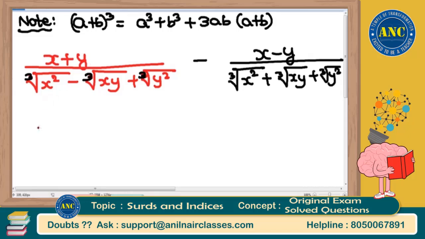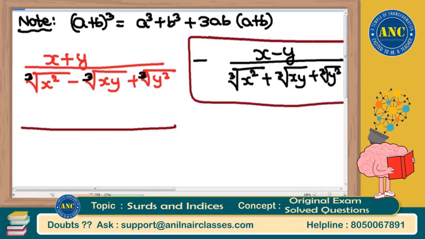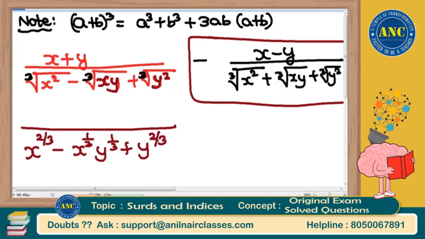Let me write the denominator first. Forget about this term; I will come back to it after some time. This denominator is x power 2 by 3 minus x power 1 by 3 into y power 1 by 3, plus y power 2 by 3.